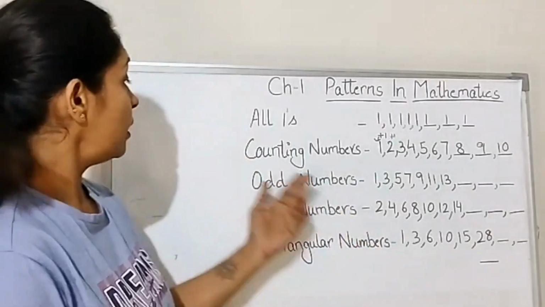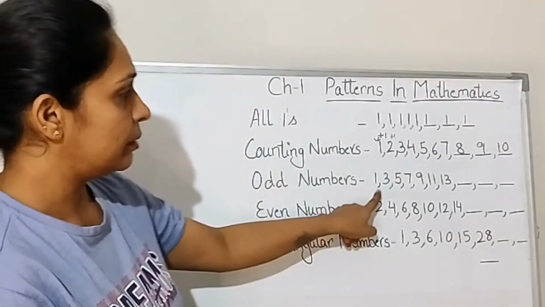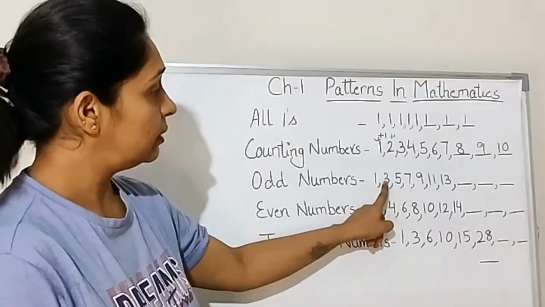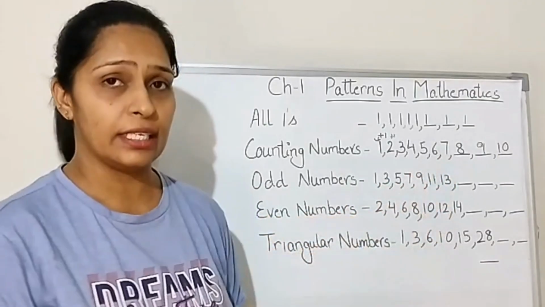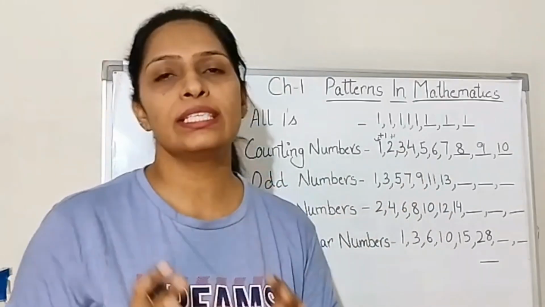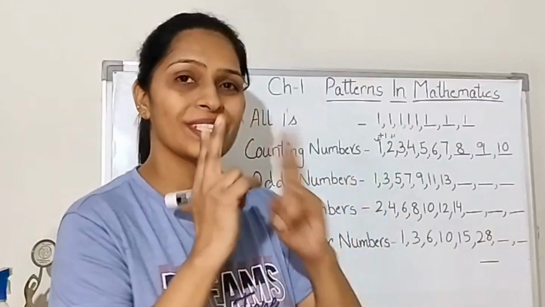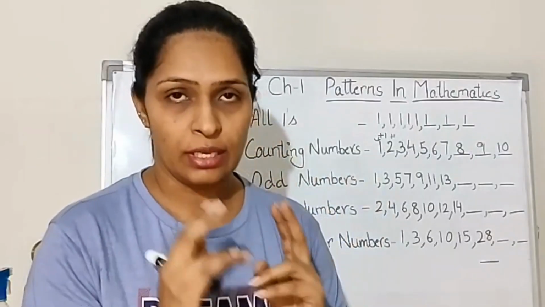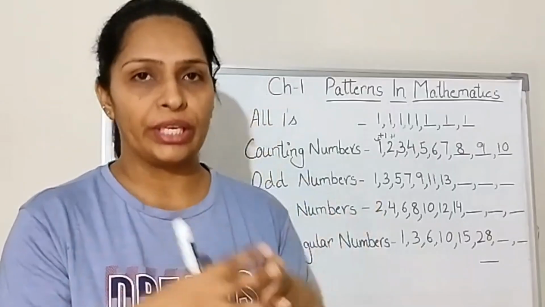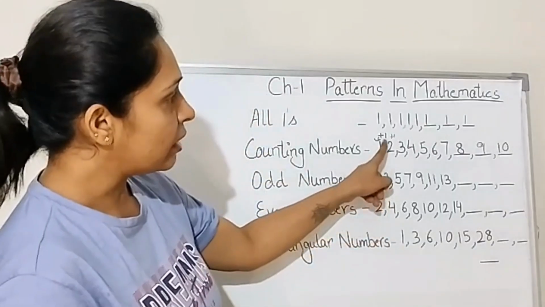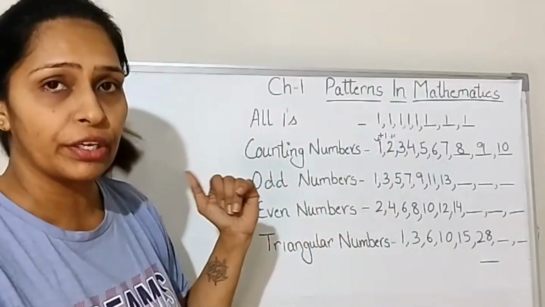Next is the odd numbers. Now, these numbers you can see here are 1, 3, 5, 7, 9, 11, 13. Again, whenever you are seeing any sequence or pattern, you just have to observe two consecutive numbers, right? Consecutive numbers means one after another, adjoining numbers. Likewise, as we found the pattern for the previous one, similarly, we will try to figure it out here.